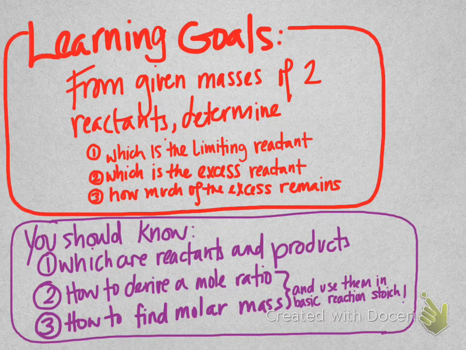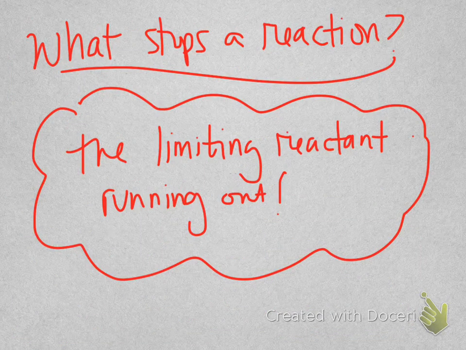Now, in order to do this, you already need to know what are reactants and what are products. You need to know how to derive a mole ratio, how to find molar mass, and how to use both of those skills in the course of doing basic reaction stoichiometry. So, I hope, you already know what stops a chemical reaction, when the limiting reactant runs out. And you understand that the excess reactant is the one that doesn't get used up. But what we want to know is, how do we figure out which is which?